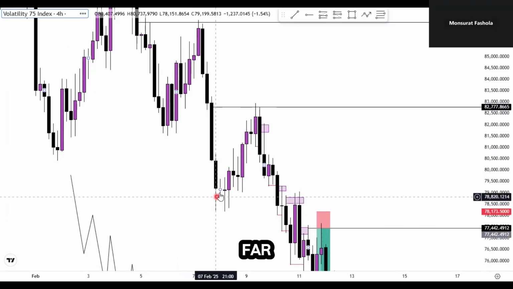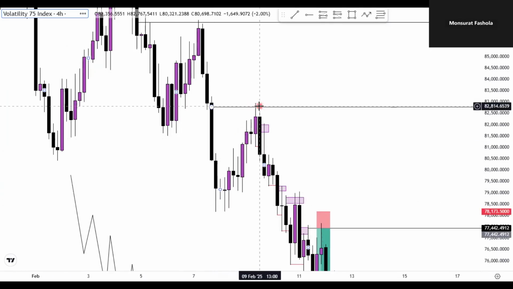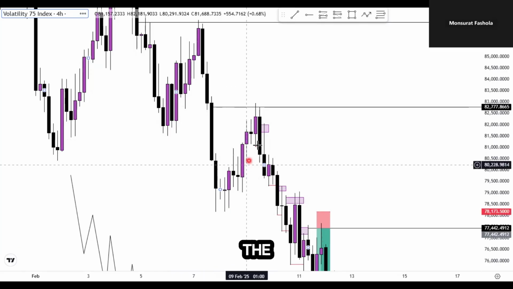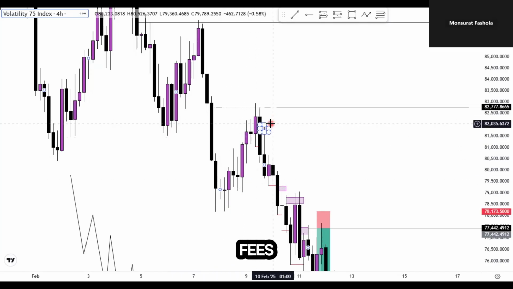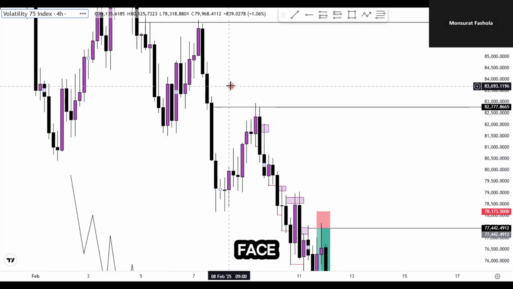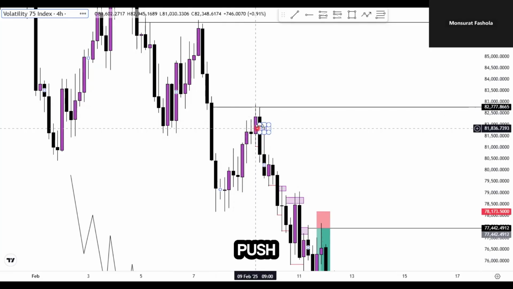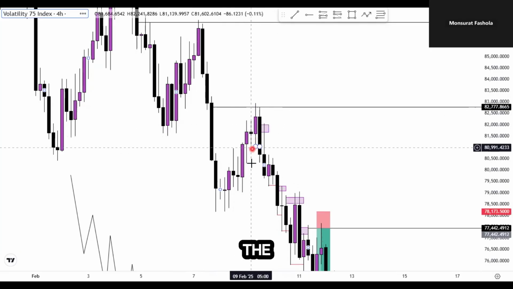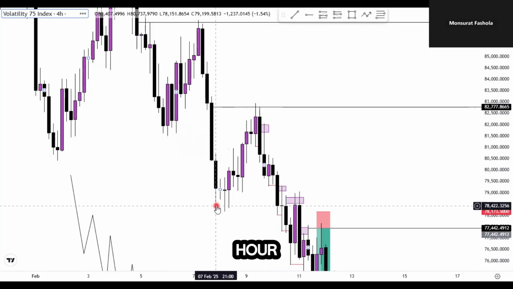It has gone far. So what I will wait for is price to exhaust, the exhaustion phase, because I know that after the exhaustion phase there will be a push phase. So I'll just wait for that push phase to come aboard before I get myself into the market. If you can see, this is the 4 hour time frame.